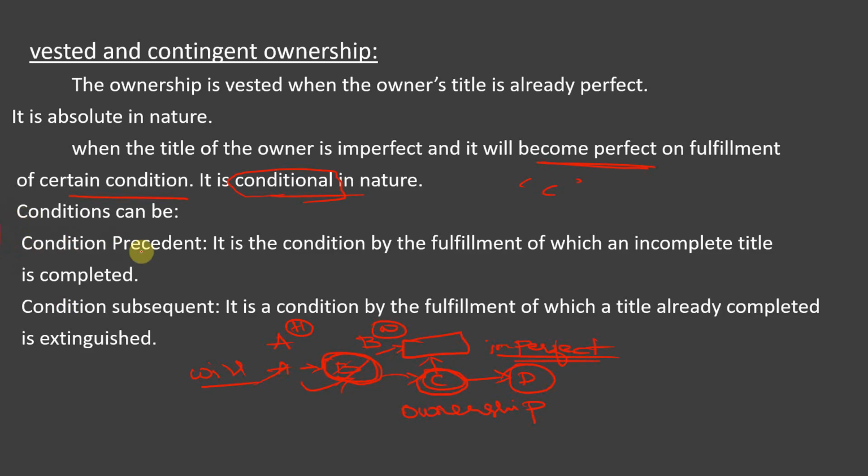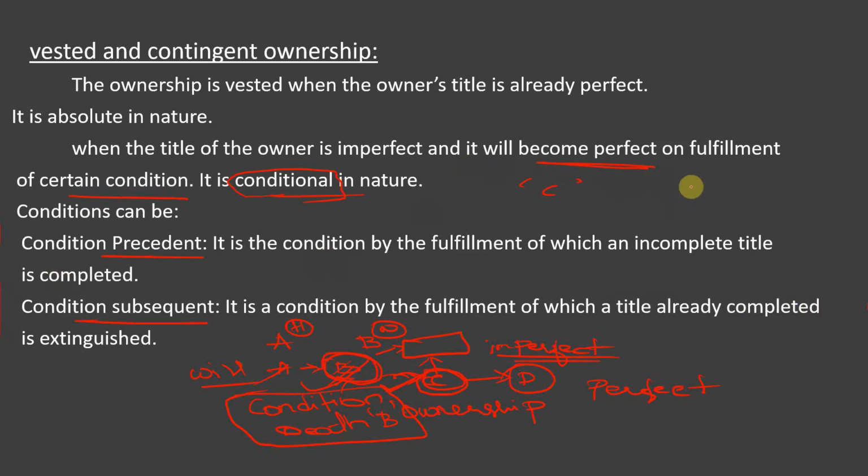And the conditions can be condition precedent and condition subsequent. A condition precedent is a condition by the fulfillment of which an incomplete title is completed. Here, C's title is incomplete. Only after the death of B, that is a condition precedent. What is the condition? That on the death of B, C can acquire the property. So, this condition is called a condition precedent. After the condition is completed, the title will become perfect. And condition subsequent means it is a condition by the fulfillment of which a title already completed is extinguished.